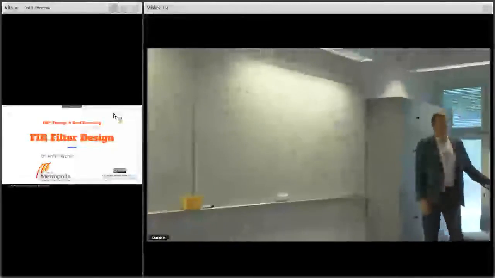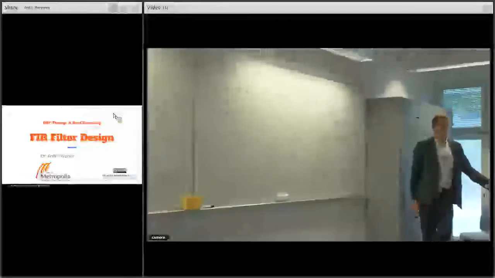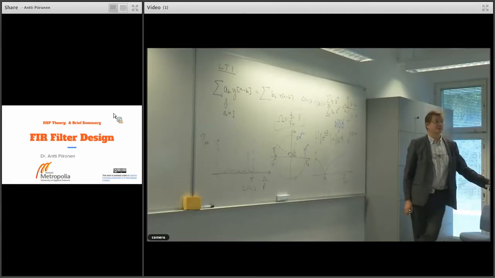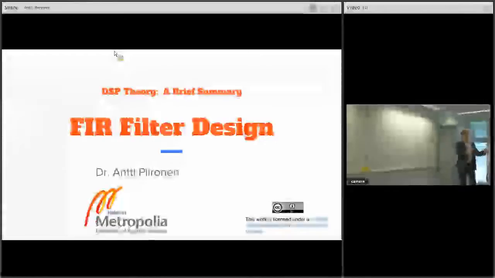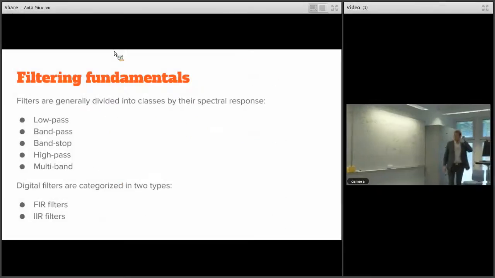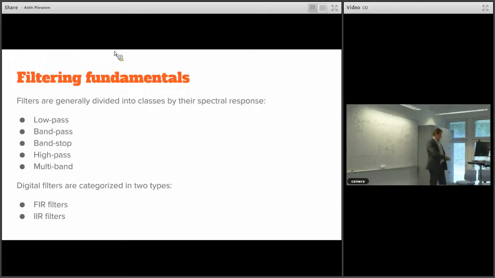Today's topic is about FIR filter design. Last week we already learned about FIR and IIR systems. So this is the finite impulse response system, which means that the impulse response stops at some point. Okay, but then some basics of filters first.